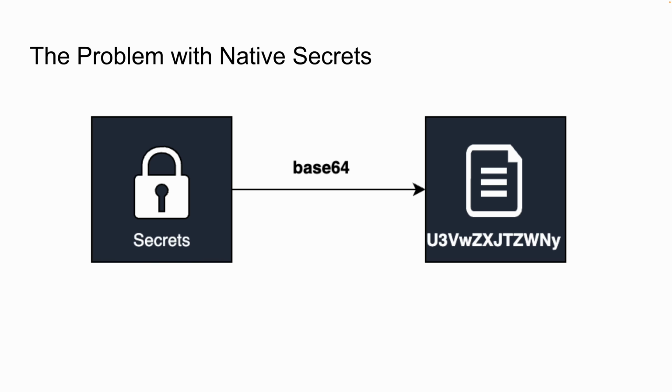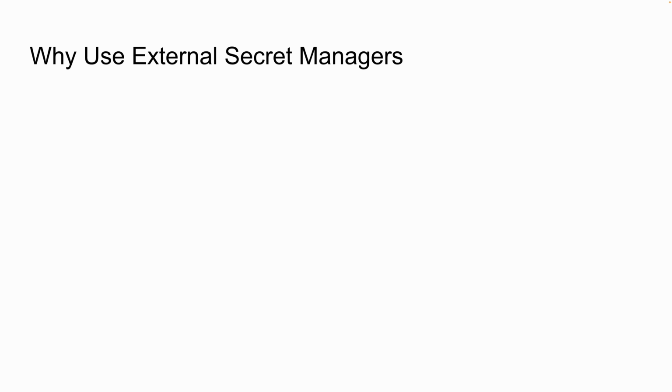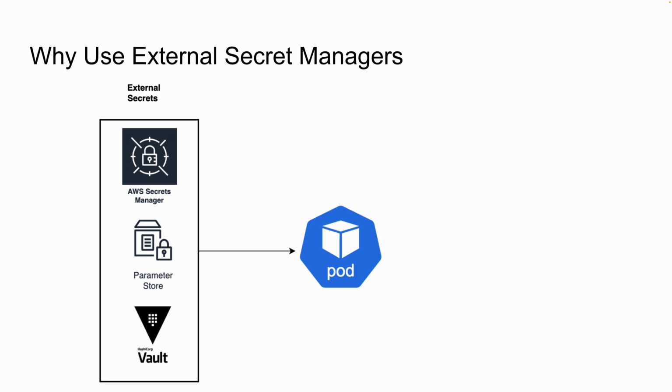To solve this, production systems use external secret manager services like AWS Secrets Manager, Parameter Store, or HashiCorp Vault. These tools allow you to manage secrets centrally, rotate them automatically, and audit who accessed what and when. Also, you can control the access using IAM.